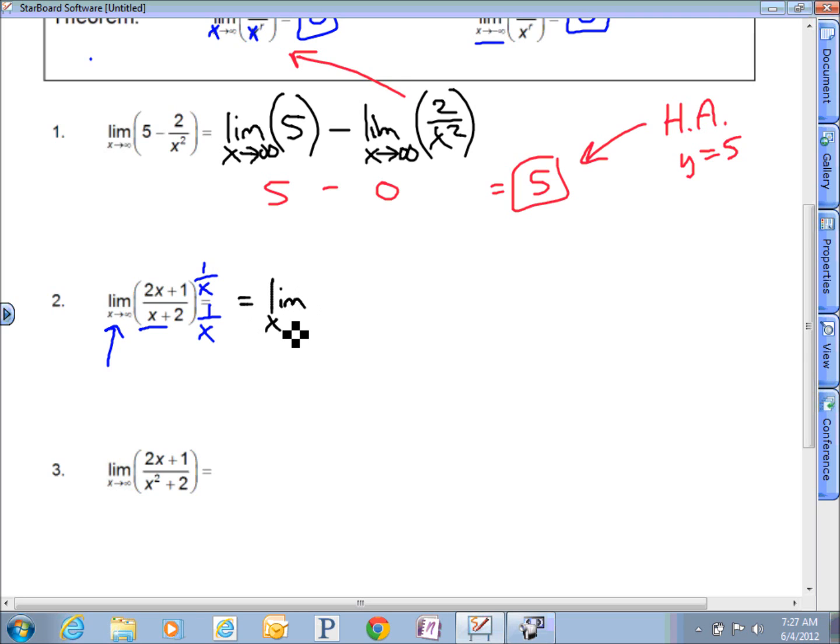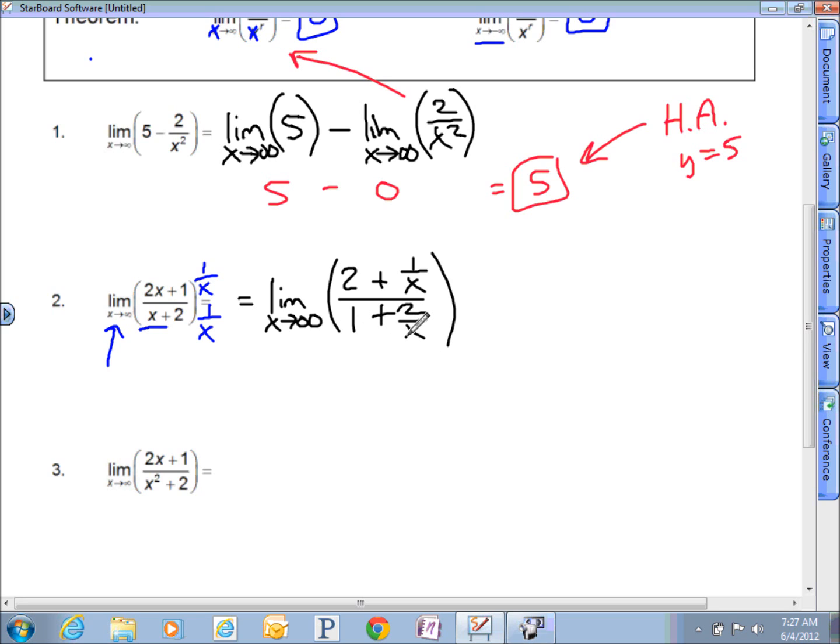Limit as x approaches infinity. The numerator is going to become a 2 plus a 1 over x. Again, I'm distributing the 1 over x. So 1 over x times 2x would give us the 2. 1 over x times 1 would give us the 1 over x. Denominator, 1 over x times x would give us a 1. 1 over x times 2 would give us a 2 over x.